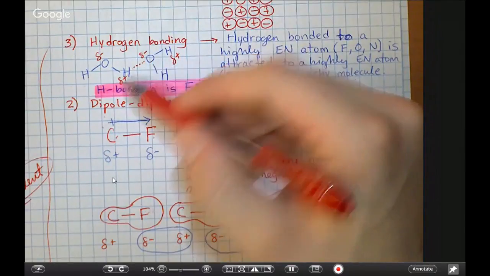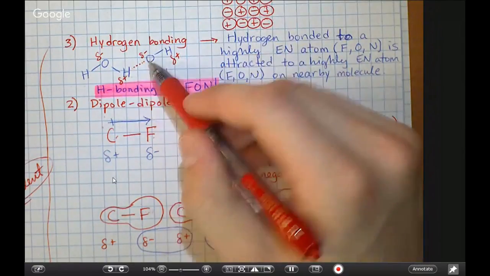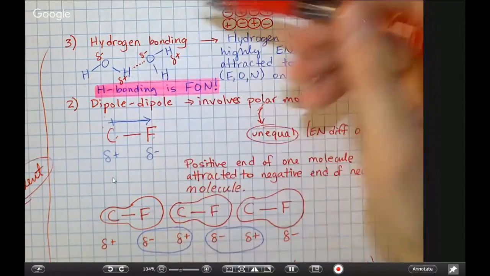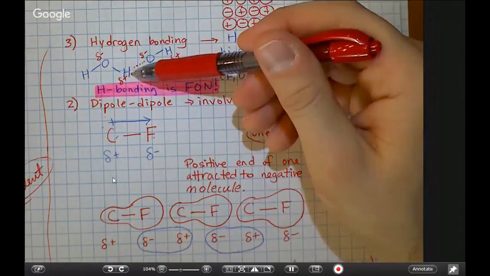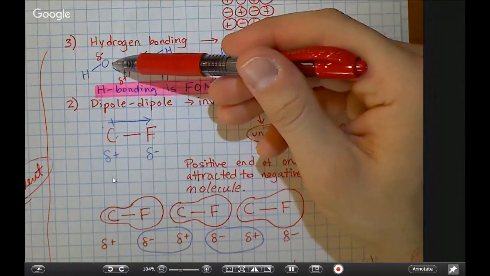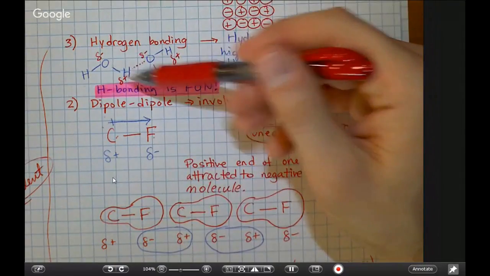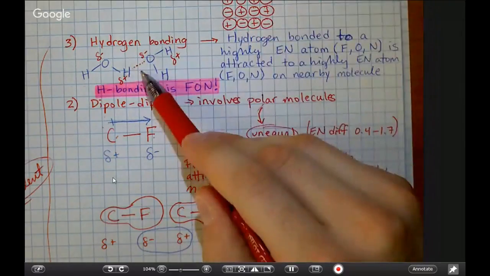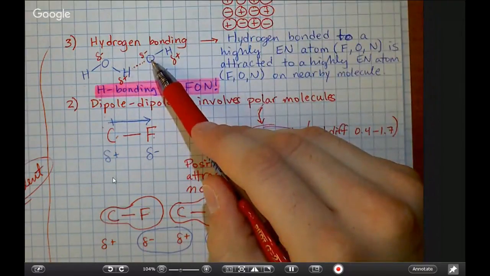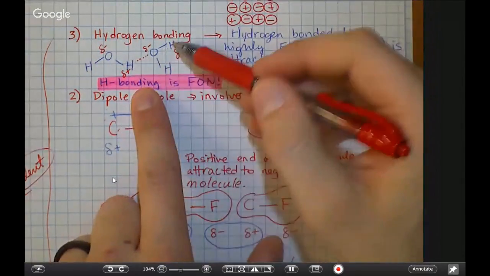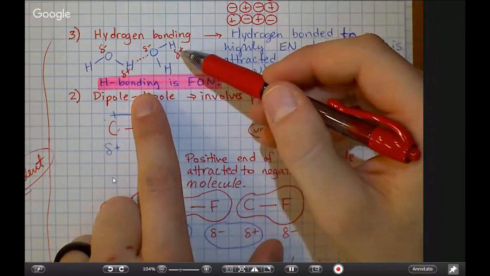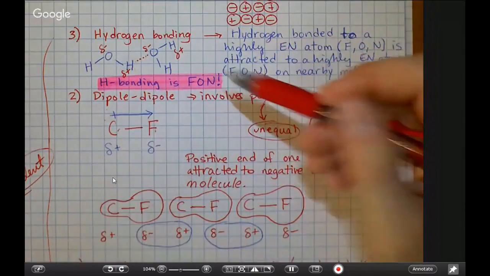And we're more specific because while this is a dipole-dipole, by definition, we're being more specific in saying that hydrogen that's bonded to a highly electronegative atom, like F, O, or N, is attracted to an F, O, or N on a nearby molecule. Okay? So the way we're defining it, it's still dipole-dipole, but it's more specific. In fact, it's a much stronger variant of the dipole-dipole attraction.